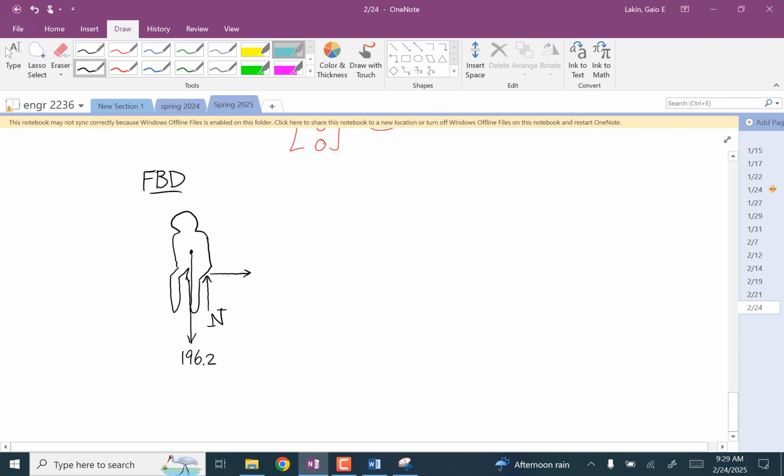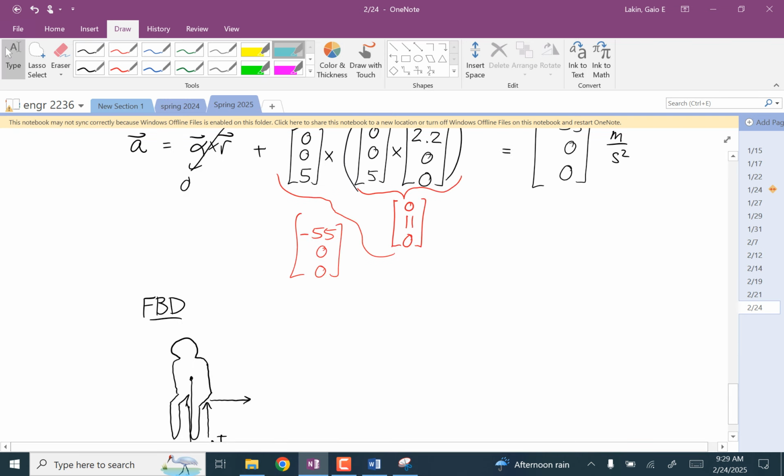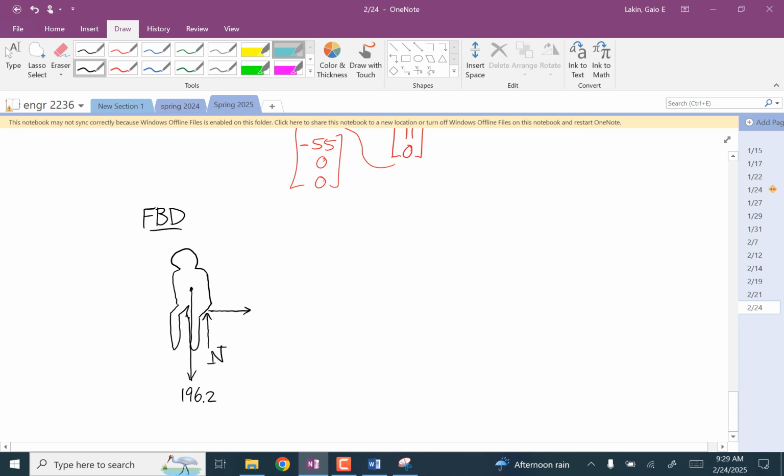So I'm going to say that is our F, Y, and that is our F, X. And of those forces, what make up the contact force? Yeah, the friction and the normal force all added up together are the contact force.